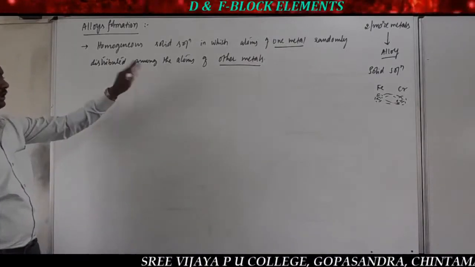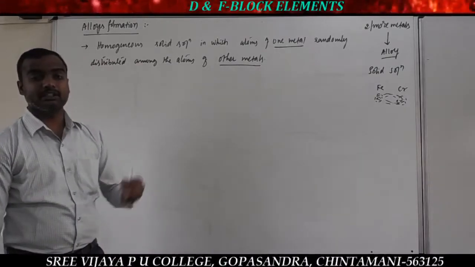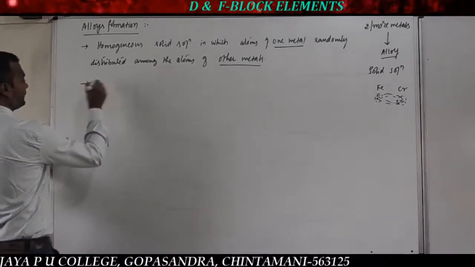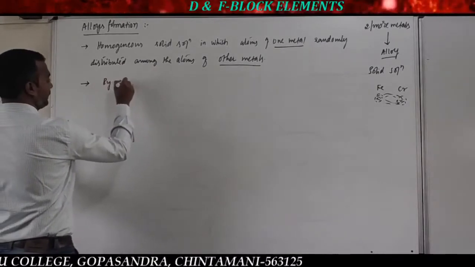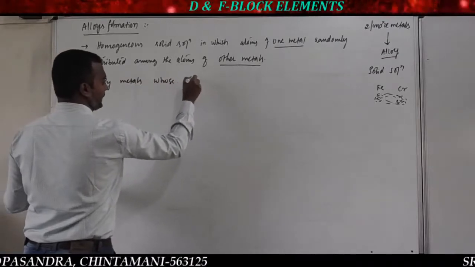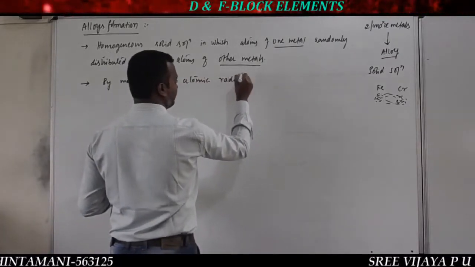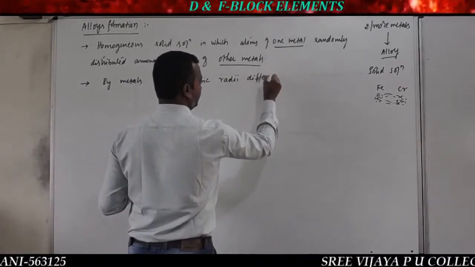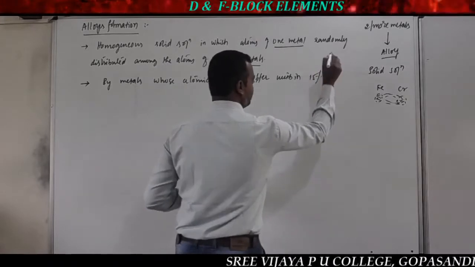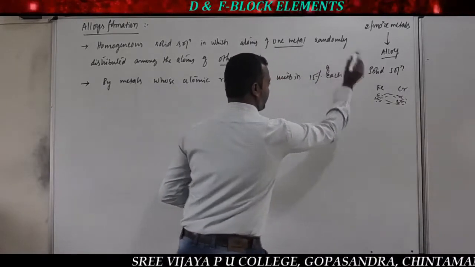Okay. So what is an alloy? What is the condition for the alloy? The condition for alloy formation is that the alloy is formed by the metals whose atomic radii differ within 15% of each other. Within 15% of each other.